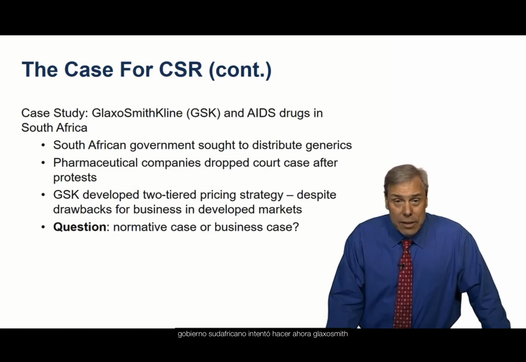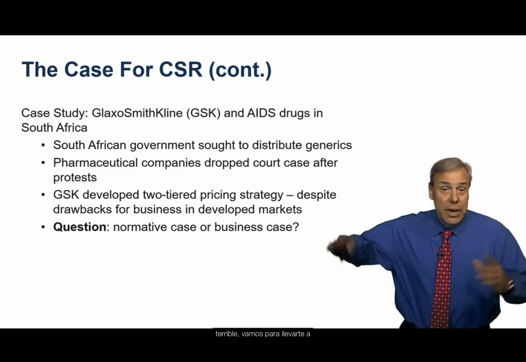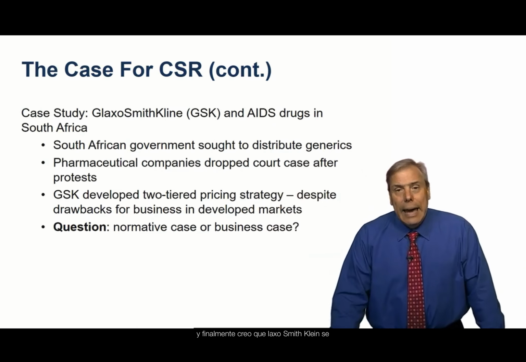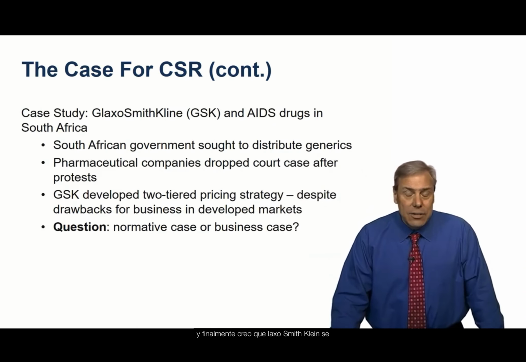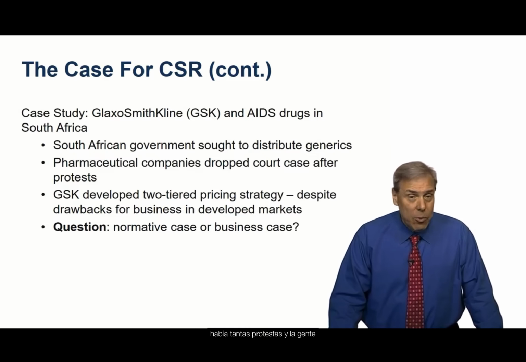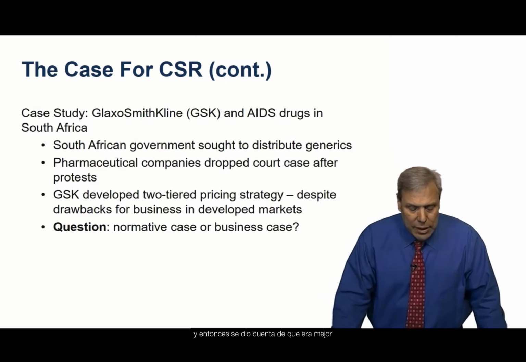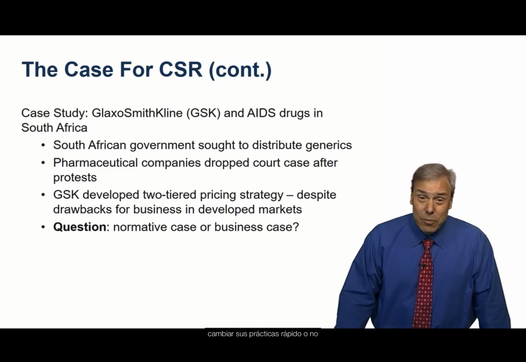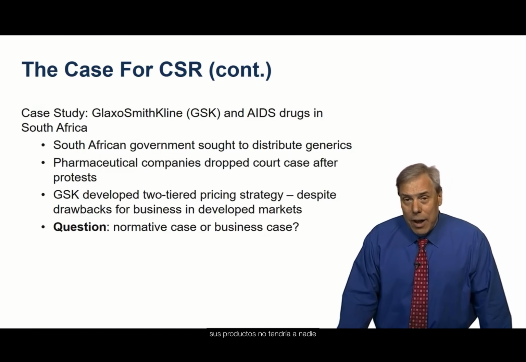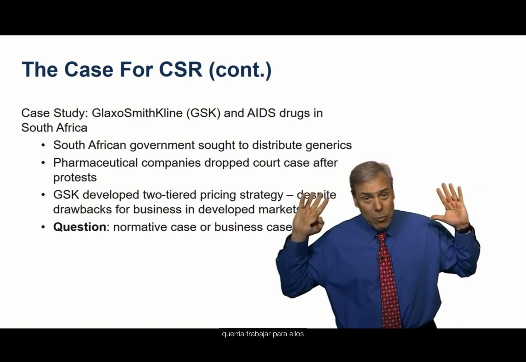Now, GlaxoSmithKline, of course, was horrified, and other pharmaceutical companies said, this is terrible. We're going to take you to court. We're not going to allow this. And there was a huge dispute and debate about this. And so finally, I think GlaxoSmithKline realized that there were so many protests and people were so upset and people were dying. And so it realized that it better change its practices fast, or it was not going to have any consumers buying its products. It would not have anybody buying its stock. Nobody would want to have anything to do with them. Nobody would want to work for them.